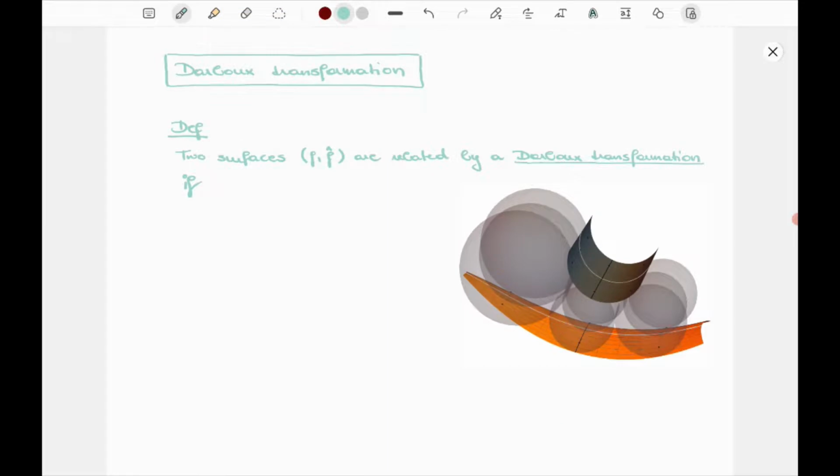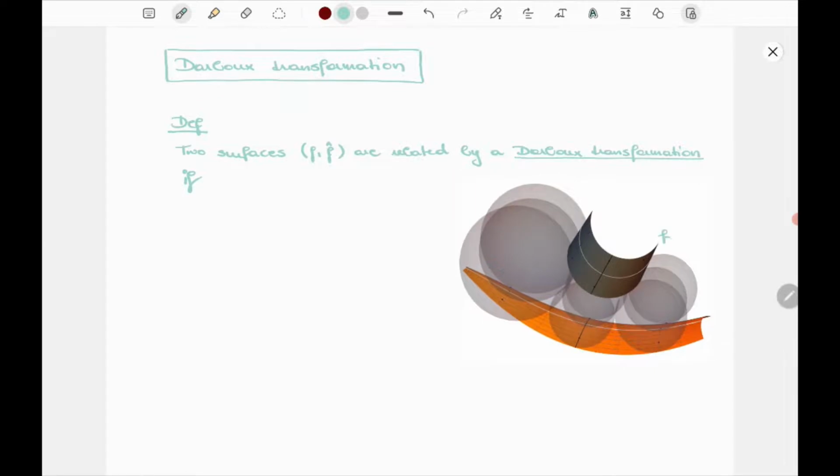And here are more details on the Darboux transformation. We say that two surfaces f and f hat are related by a Darboux transformation if they satisfy the following conditions. First, we require that f and f hat envelop a common sphere congruence. So this means that the two surfaces are tangent to a two-family of spheres.